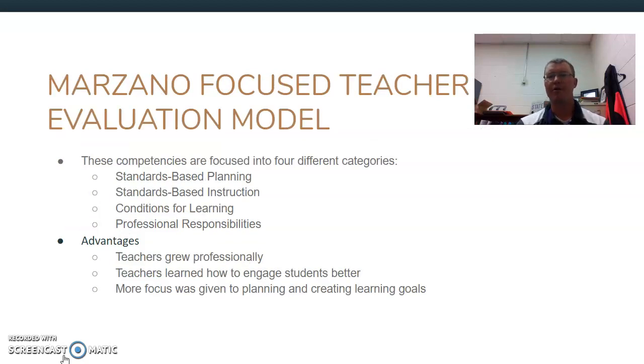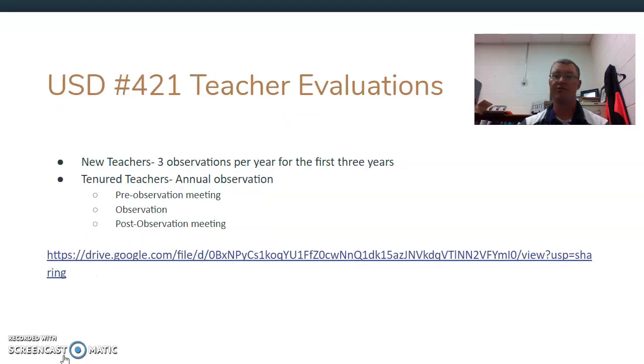The last one I'm not very familiar with, the Marzano-focused teacher evaluation model. Again, this is based off different categories and different objectives that are based off what an effective teacher looks like. These competencies are focused into 4 different groups: standards-based planning, standards-based instruction, conditions for learning, and professional responsibilities. They found that the teachers have grown professionally. They've learned how to engage their students, and more focus was given to planning and creating learning goals than it was to standards-based learning or teaching to the test.